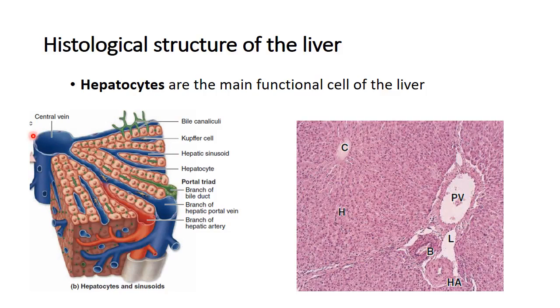As we can see here, the central vein in the center is surrounded with a large number of hepatocytes radiating toward the periphery, and as we said earlier, the hepatocytes surround sinusoidal capillaries.